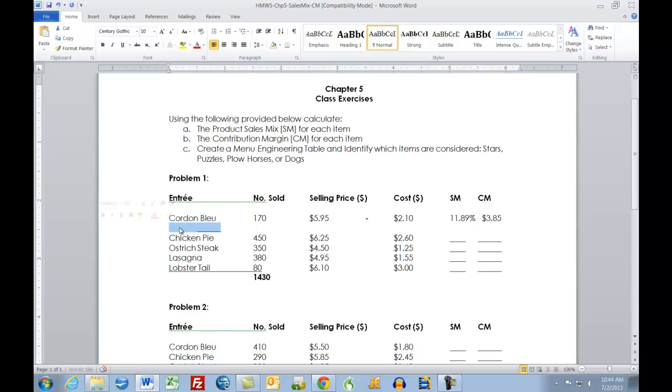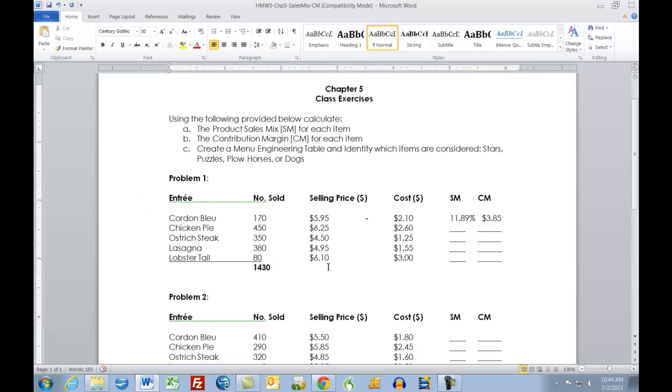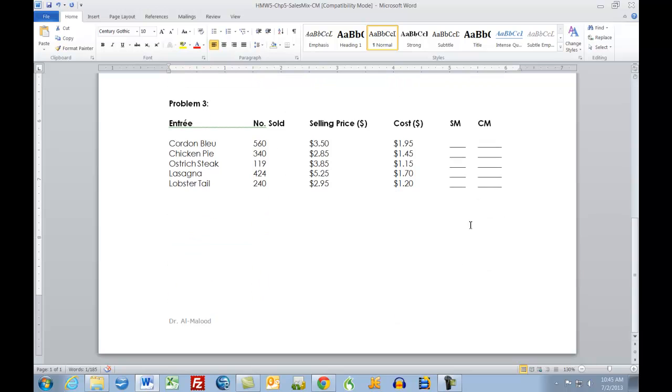And we can go ahead and delete these extra lines over here. So that's how you basically calculate the sales mix and the contribution margin. Once again, take the menu item divided by the total sold, times 100, to get the sales mix, and the contribution margin is the selling price minus the cost. Contribution margin is also known as gross profit. So you'll do the same thing for all of these items over here.